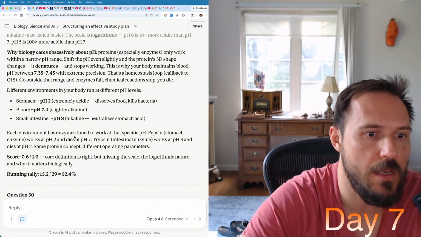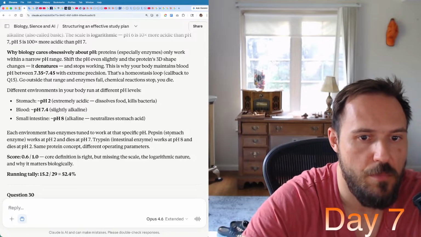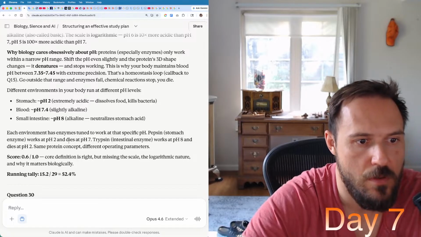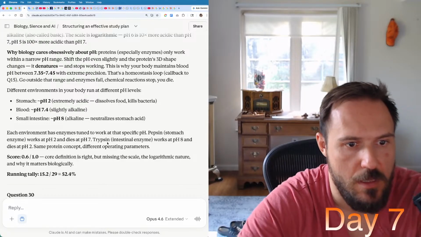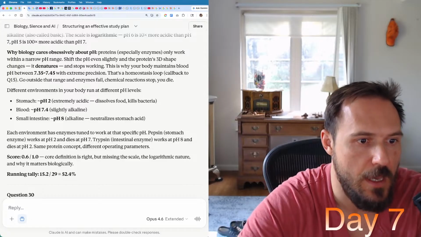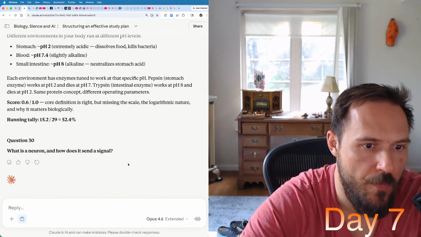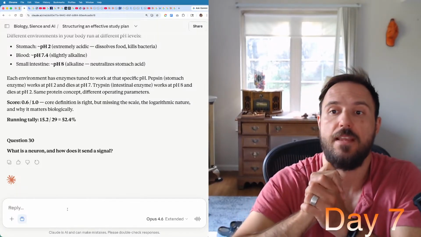Each environment has enzymes tuned to work at that specific pH. Pepsin, a stomach enzyme, works at pH 2 and digests protein. Trypsin, an intestinal enzyme, works at pH 8 and digests the same protein. Yeah. Okay. Day 7 successful.